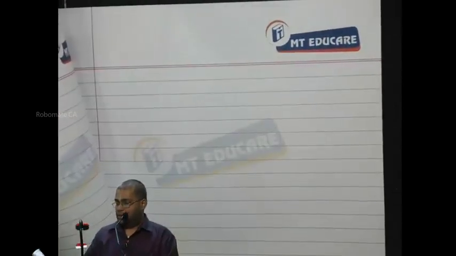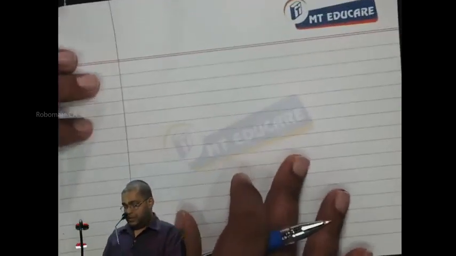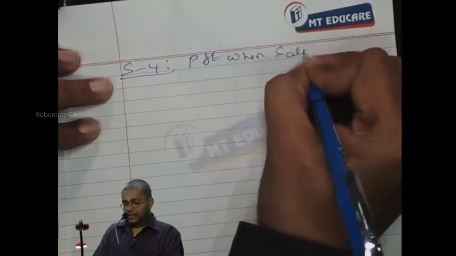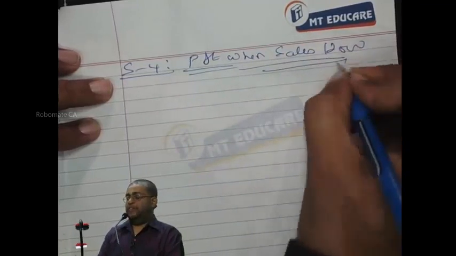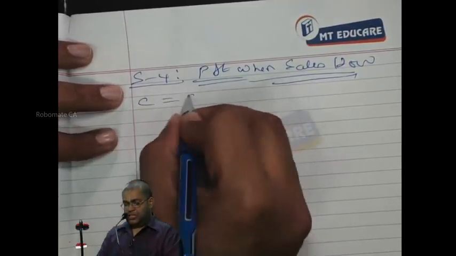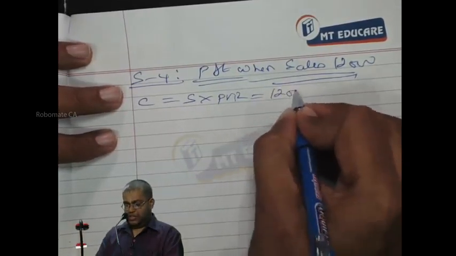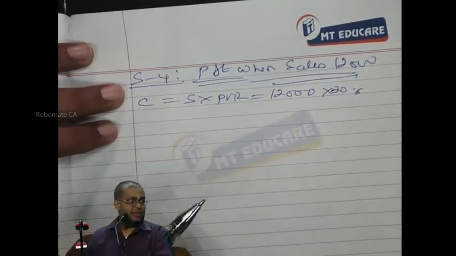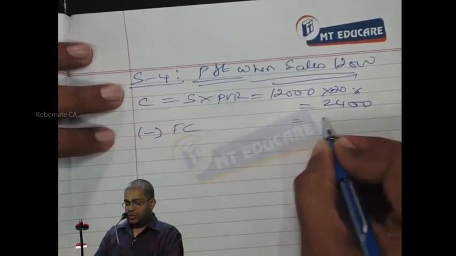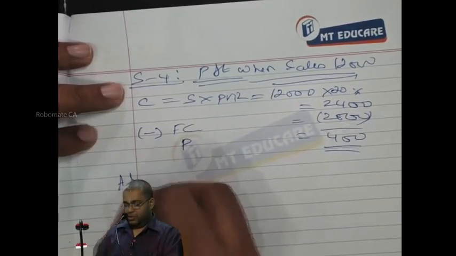Last part, part 4. What is the profit when the sales is 12,000? Write down step 4: profit when the sales is 12,000. Contribution is equal to sales into PV ratio, 12,000 into 20%, which is 2,400. Minus fixed cost. What is the fixed cost? 2,000. Profit is equal to 400.